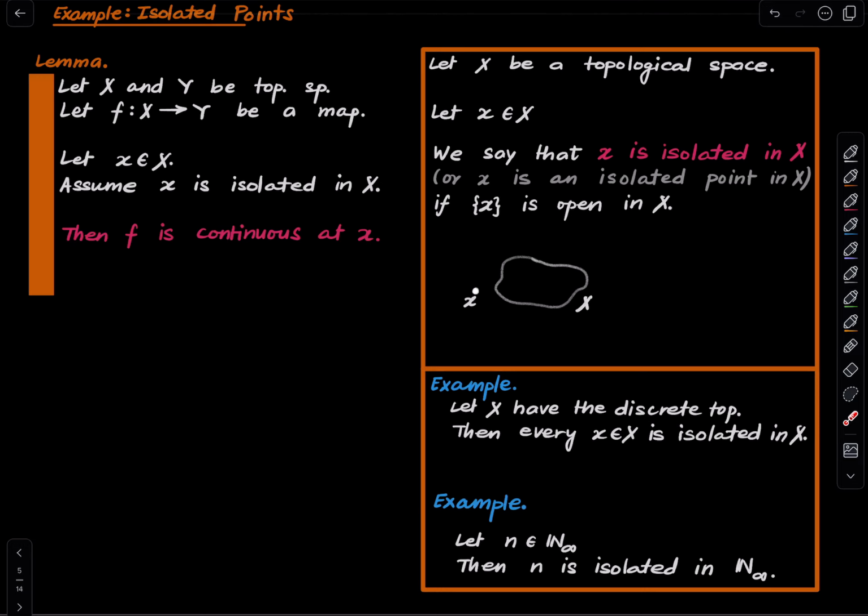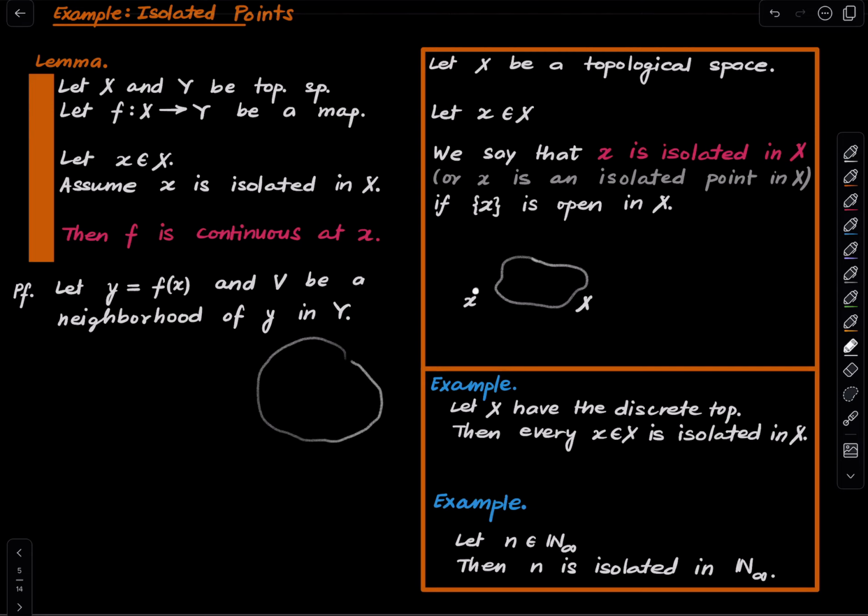This is not some theorem or anything. It's just an observation, so to say. But let me prove it in full detail. So let y equal f(x) and V be a neighborhood of little y in the target space. Always helps to draw a picture to understand things.